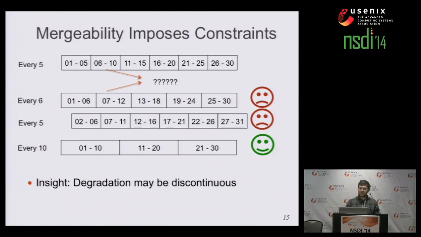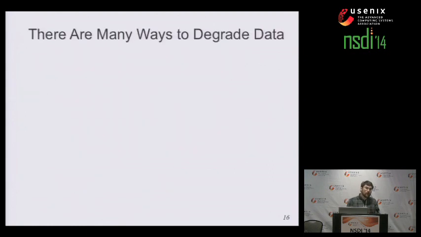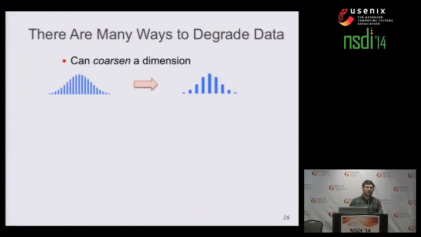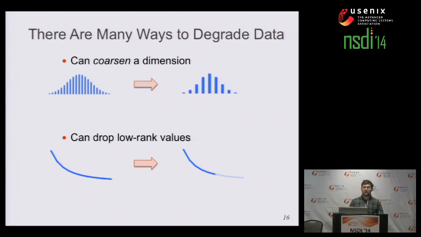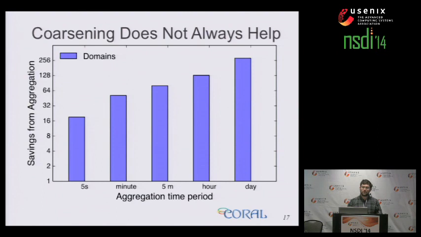I mentioned policy. It turns out there's more than one thing you might want to do with your data. One thing you can do, as I mentioned, is coarsening. You might do something different, like just drop the low rank values, right? You might just say, I have a cutoff, and I will drop the data below that cutoff. And these are real choices. You could do either. You could do both. They make sense in different contexts. Right? In particular, coarsening doesn't always work.